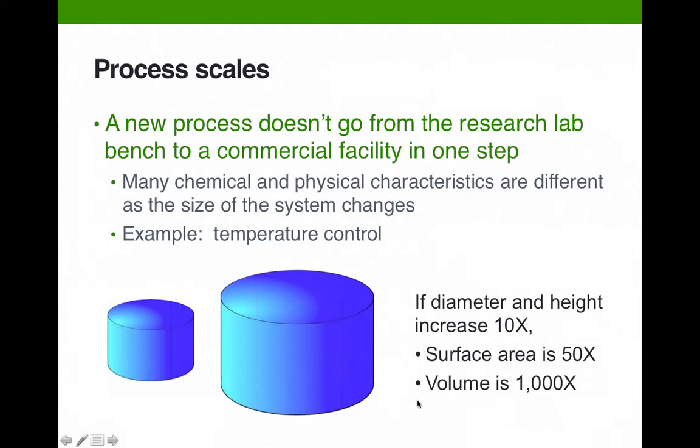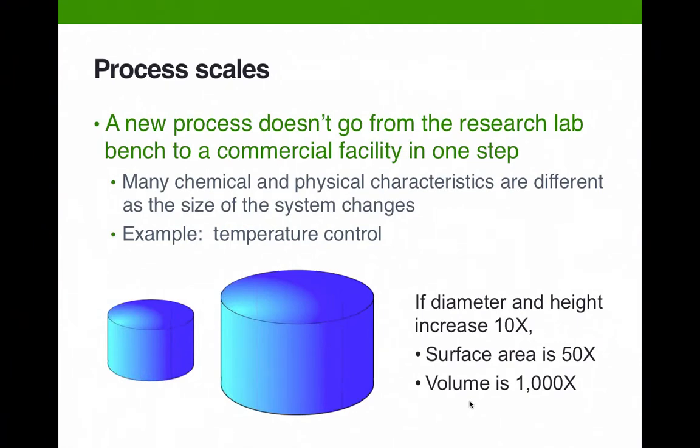And what you see here is that your ability to actually heat or cool what's inside changes dramatically from the smaller one to the larger one. Just by increasing the diameter and the height 10 times, I increased my volume by 1,000-fold, but I only increased the surface area by 50. And so my ability to transfer thermal energy into the contents of the reactor is much, much different at the larger scale than at the smaller one. And so I have to think differently about how my processor would run.